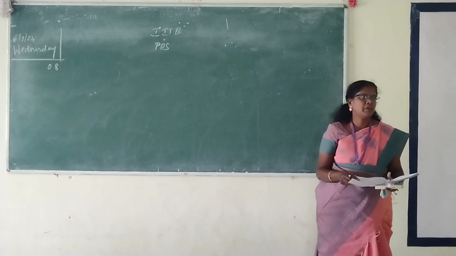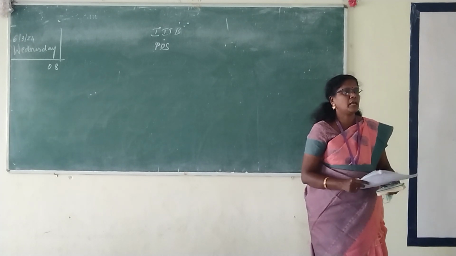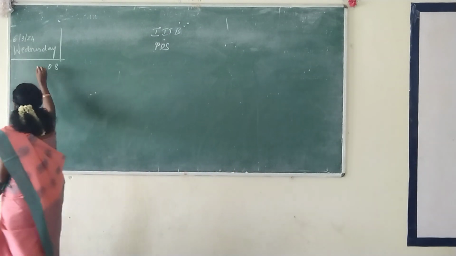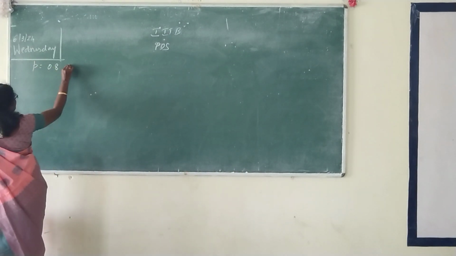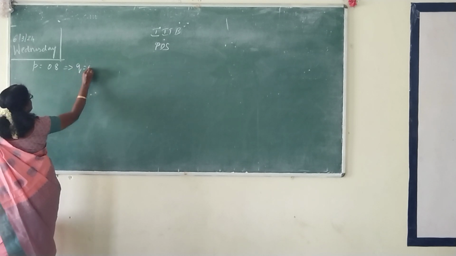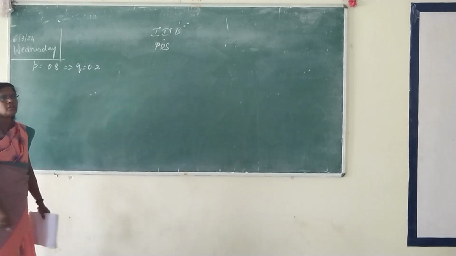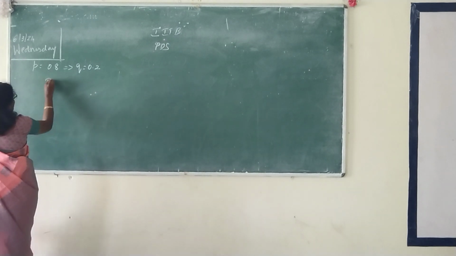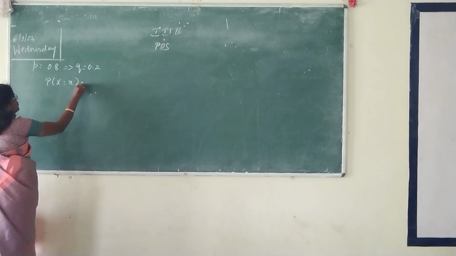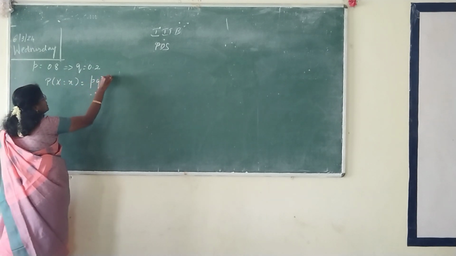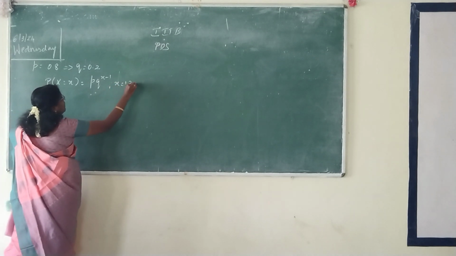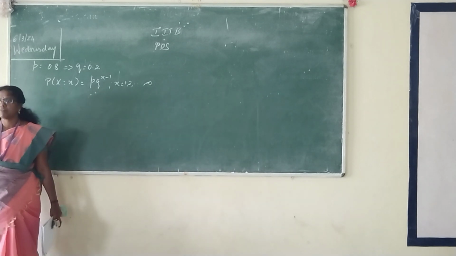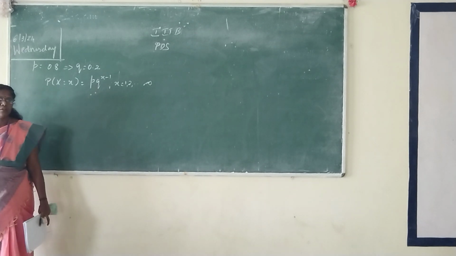Right, given P is equal to 0.8. So what is the Q value? 1 minus P. What is 1 minus P? 0.2. Q value is 0.2. So the probability of capital X equal to small x is equal to P Q power x minus 1, where x varies from 1 up to infinity. Everywhere first write the generalized definition so that it will be easy to substitute.